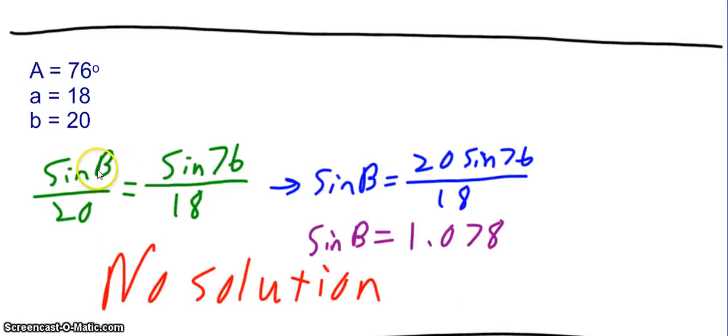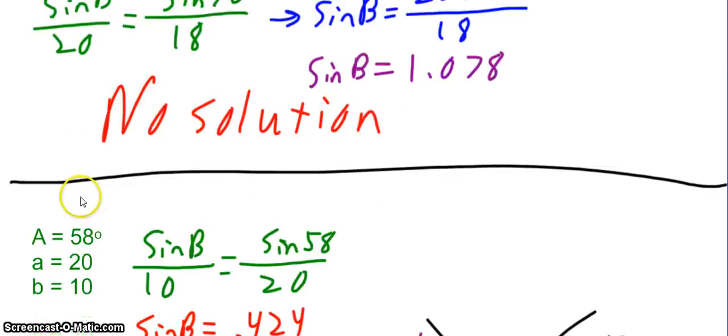Alright, so for the middle one here, again, I just tried to find angle B right away. So I did sine of B over 20 equals sine of 76 over 18. And then when I solved for angle B, I saw that the sine of B was 1.078. So I just stopped right there, because since this number is larger than 1, I know that the sine inverse will not exist, because it's outside of the domain of the inverse sine function. If I didn't recognize that, and typed sine inverse of 1.078 into my calculator, I would get a domain error. Therefore, this is no solution. I'm done with the problem.